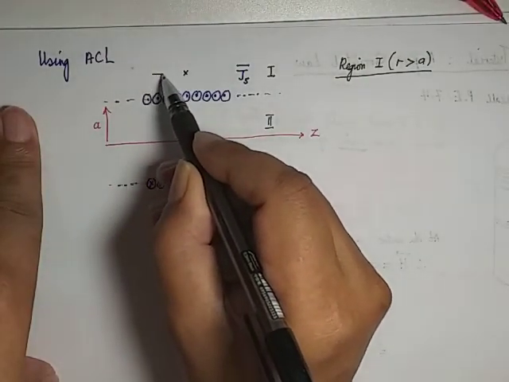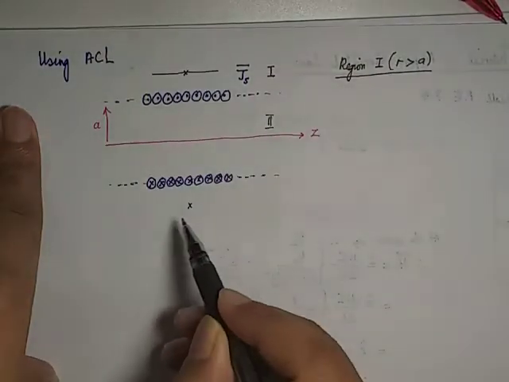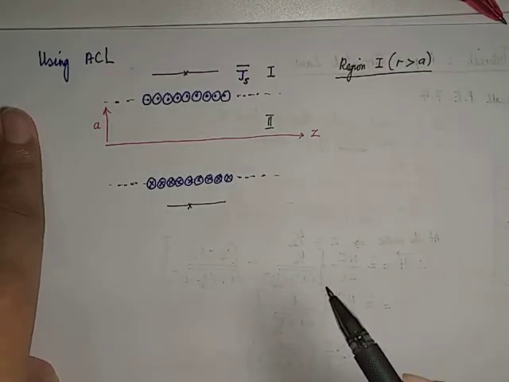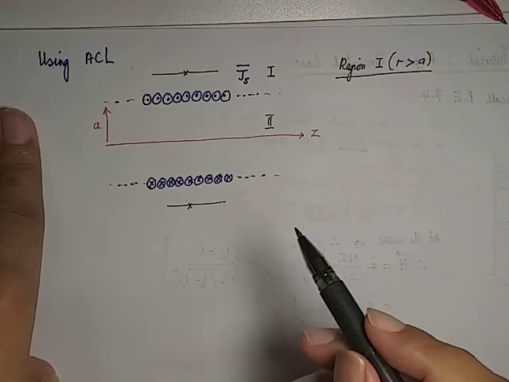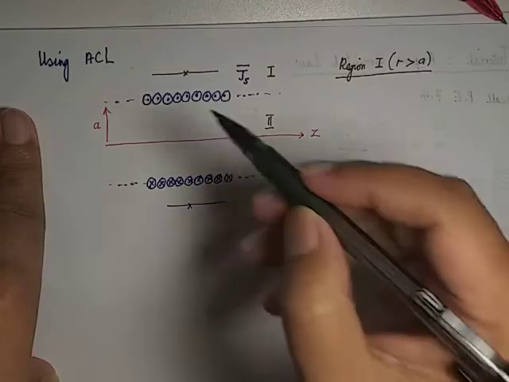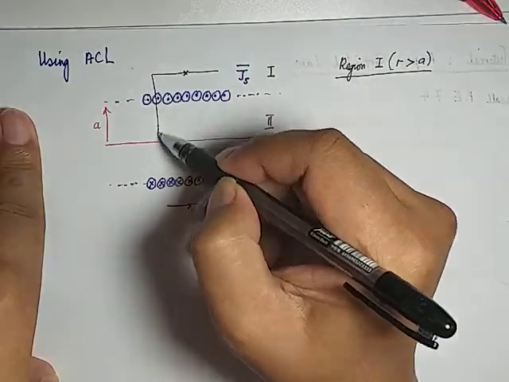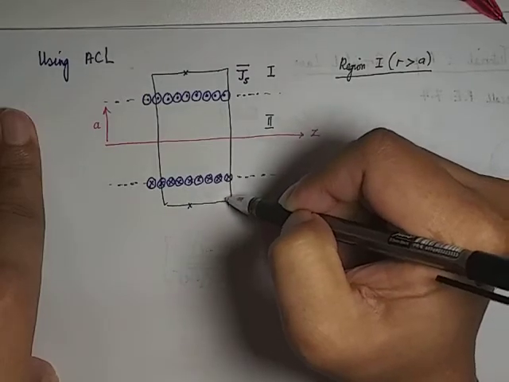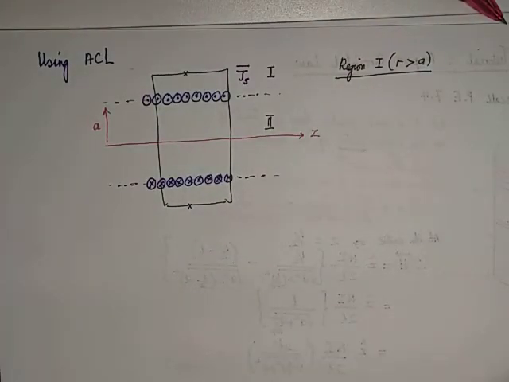I'm going to take this to be our first loop line, and this the second loop line, because why? Remember, the ACL must pass through the point of interest, and second, the loop must be what? Closed, completely closed. So I'm going to make it like this. Okay, so that should be our ACL based on this particular region.